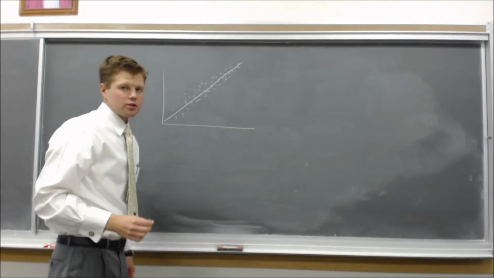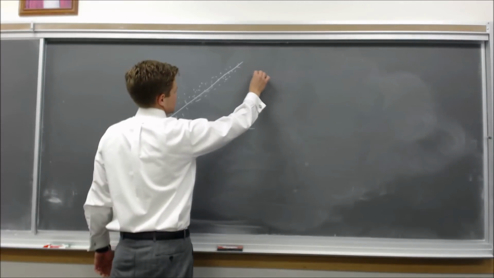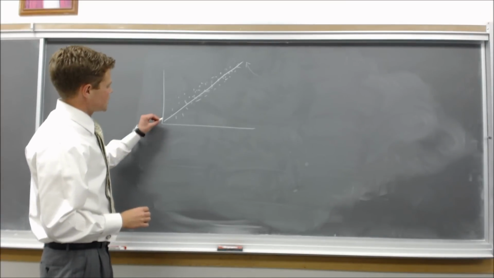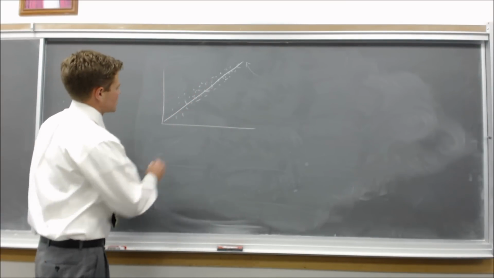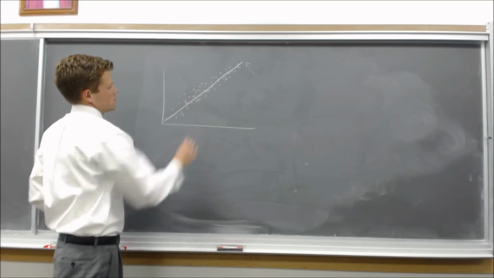You may have heard the word trend line before. That's what this line is. It is the simple linear regression line. And what it does is it fits the line to the data so that there's pretty much an equal distance between all of these dots from above and below.